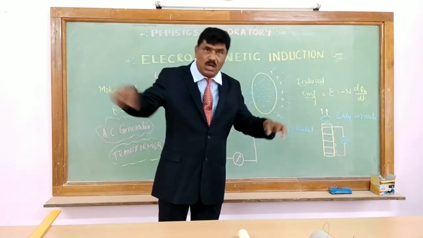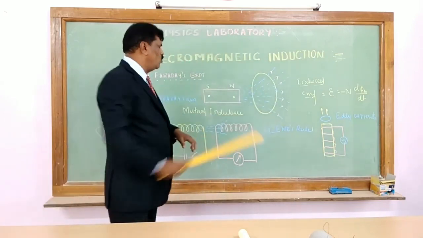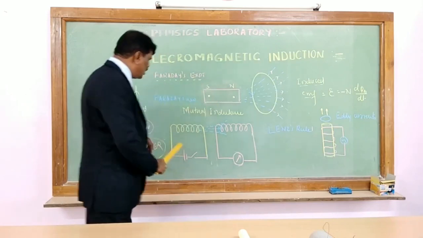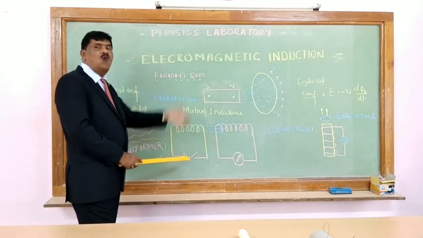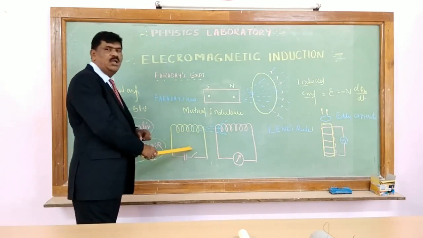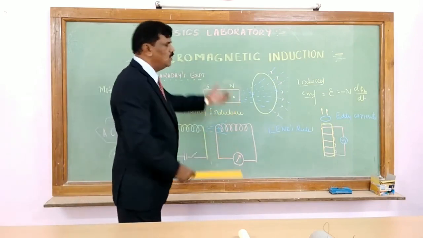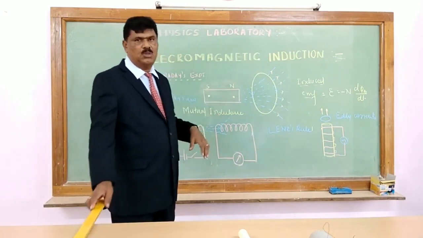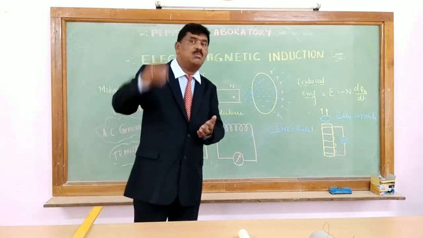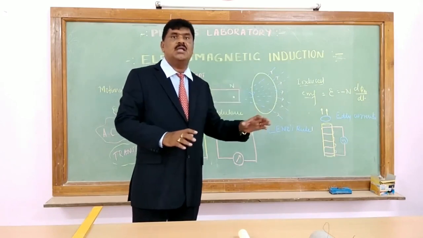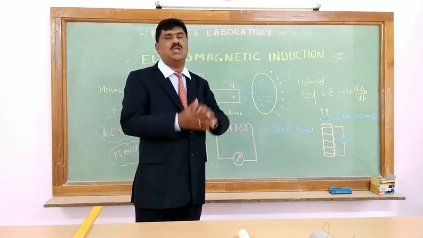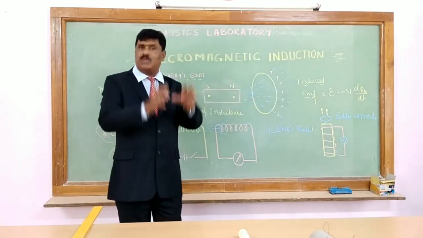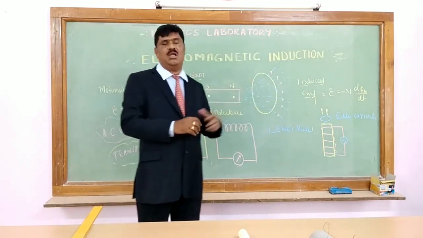That means how fast we are moving a magnet towards a coil counts a lot. How fast the current increases in a coil, how fast the current decreases in a coil, and here also, how fast you are moving the magnet in and out, that counts a lot. So the rate of change of magnetic flux decides the magnitude of the induced EMF. As I told, the magnitude of the induced EMF is given by Faraday's law.